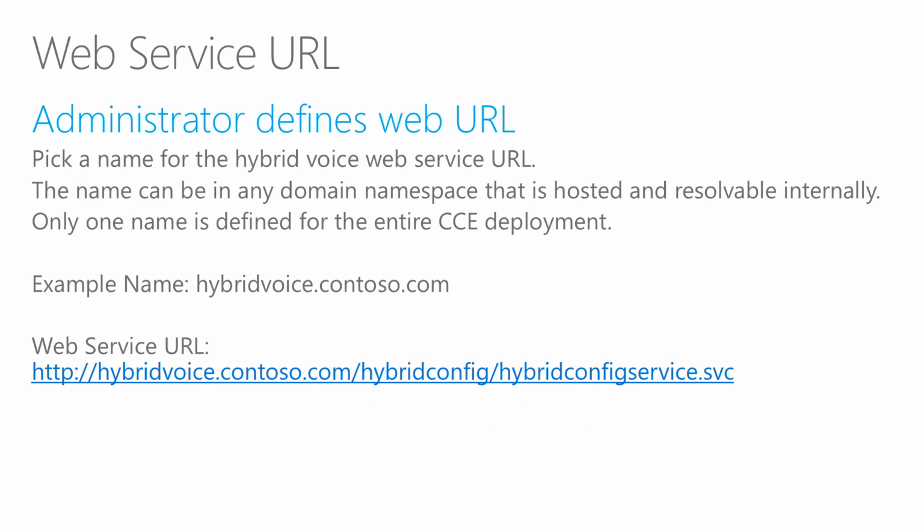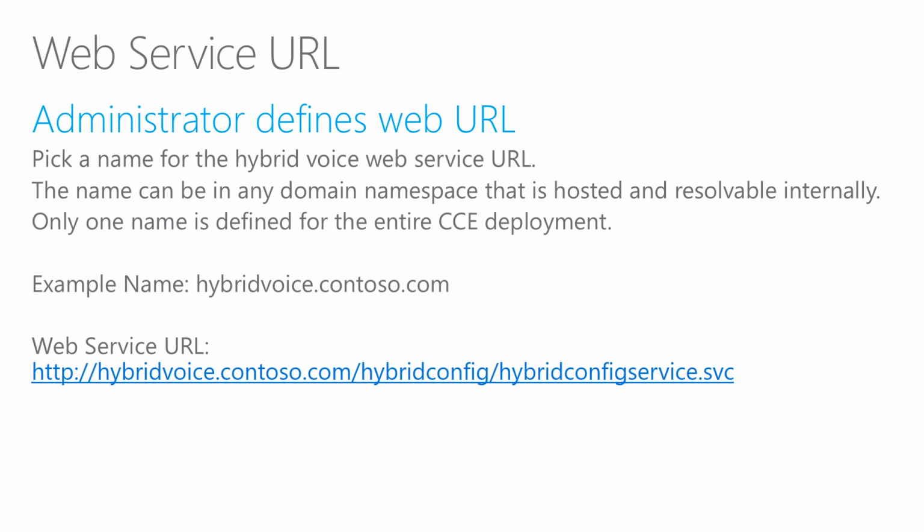Web service URL. The administrator needs to define a web service URL for media bypass. Pick a name for the hybrid voice web service. That could be hybrid voice, media bypass, whatever suits. The name can be in any domain namespace that is hosted and resolvable in your internal DNS solution. This does not need to be in a domain namespace that matches the Cloud Connector deployment. Only one name is defined for the entire Cloud Connector deployment. We do not have a need for different names for different PSTN sites. An example of a name shown here is hybrid voice in the .contoso.com domain.